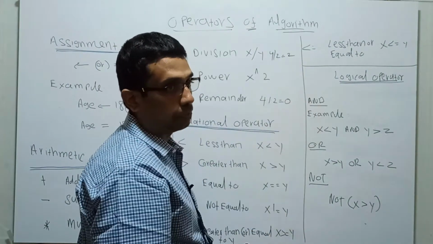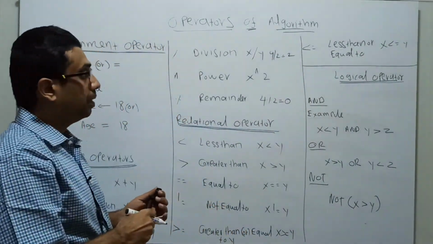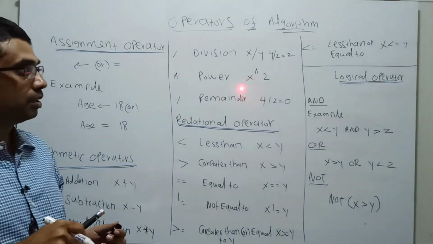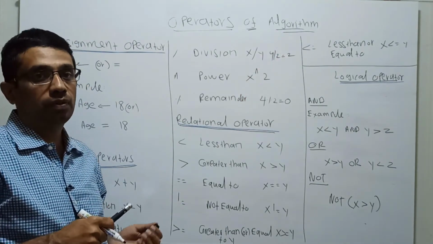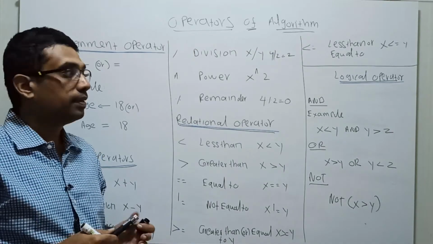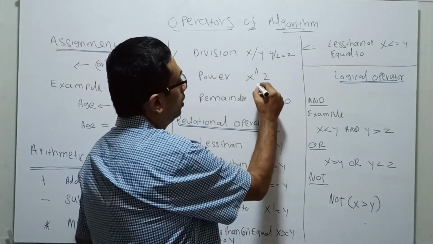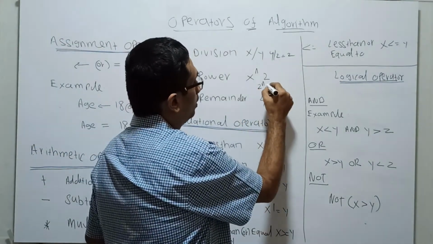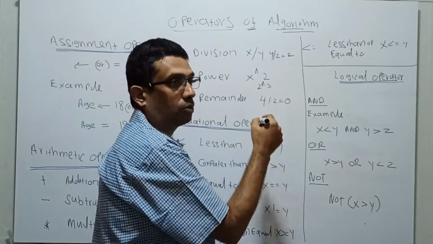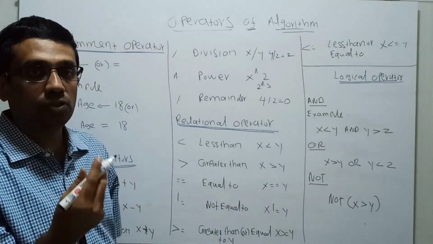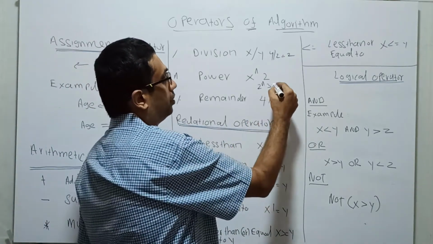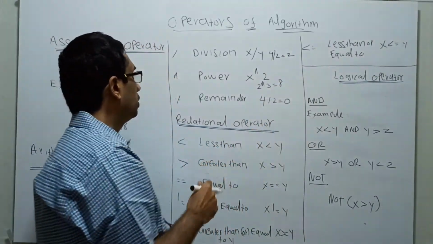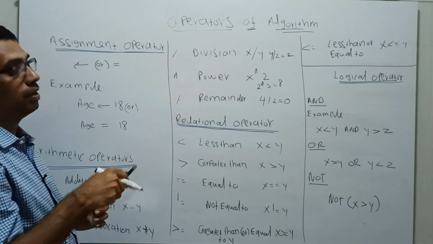Then the power operator, the exponent: x power 2 means x square. For example, 2 power 3. What is 2 power 3? It's 8, a 2 cube. 2 into 2 into 2 is 8. The cap symbol is the power operator.